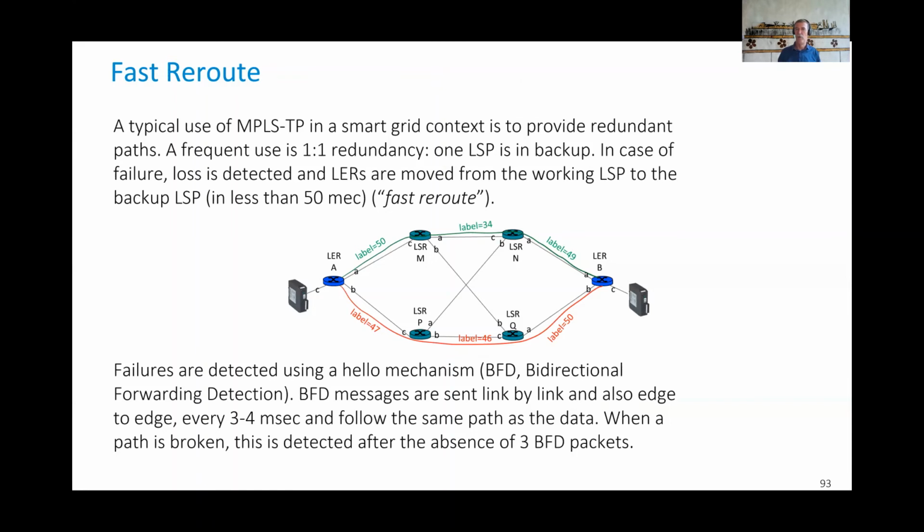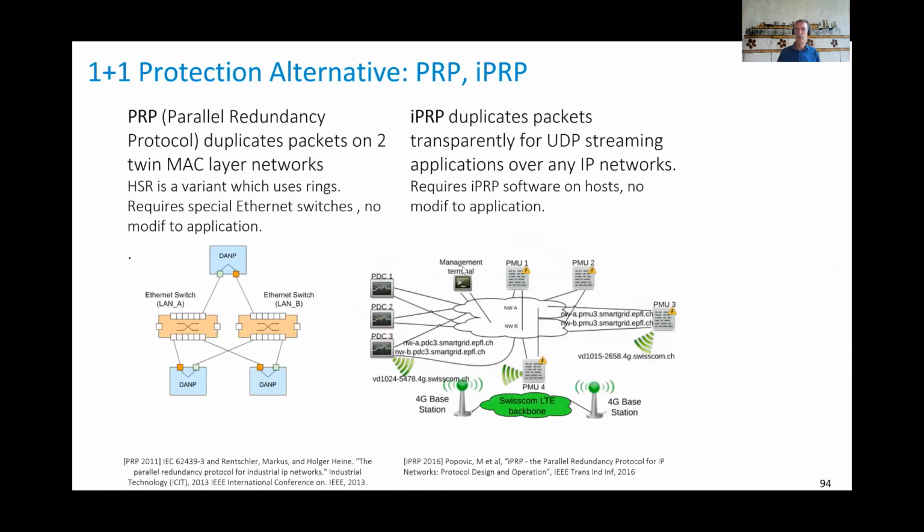Of course, you have a problem when you do that. You need to remove the duplicates. Either the application is able to do it, but typically this is not the case. So if you do this, you need a mechanism to remove the duplicates. This mechanism is called PRP or IPRP. PRP, Parallel Redundancy Protocol, is a mechanism that allows to remove duplicates that are sent over a duplicate network.